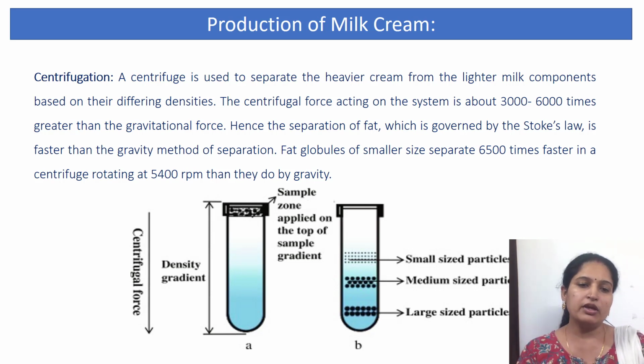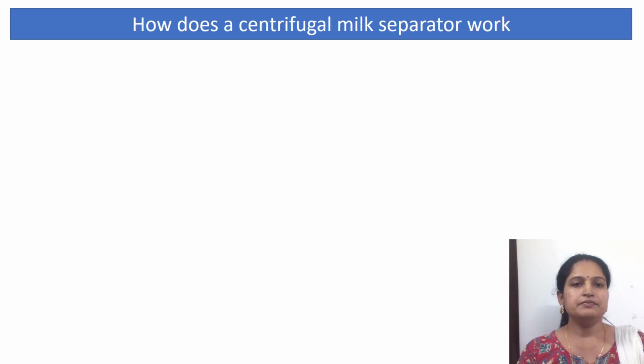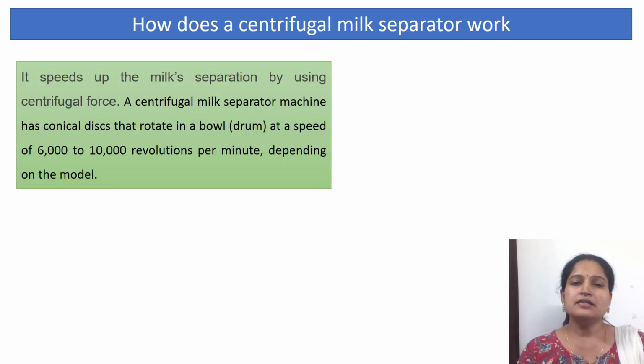Here in the diagram we can see the milk has many components, and since the fat is lesser in density, less dense than the skim milk, it turns out to be present at the top after centrifugation, and skim milk is present in the bottom side. Now, how does a centrifugal milk separator work? It speeds up the milk separation by using centrifugal force.